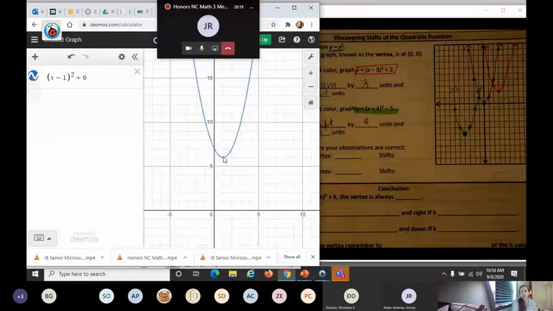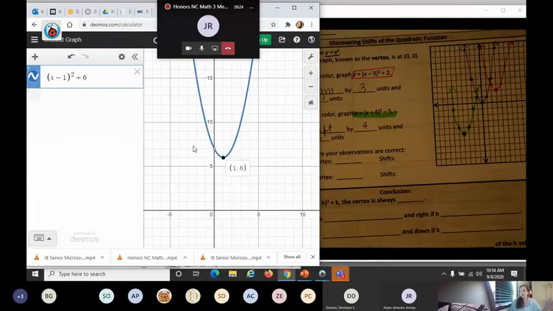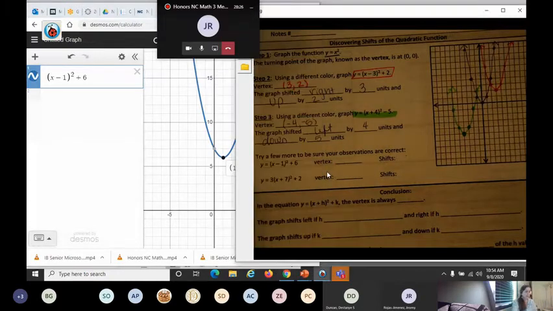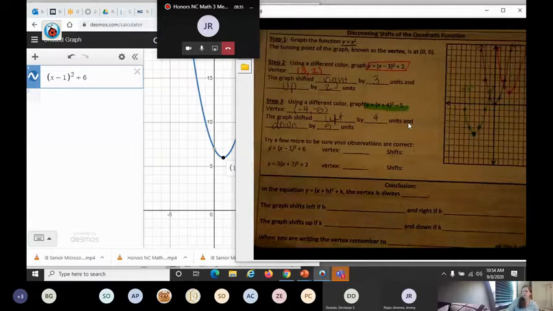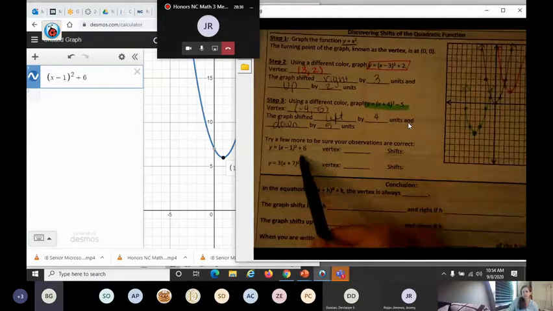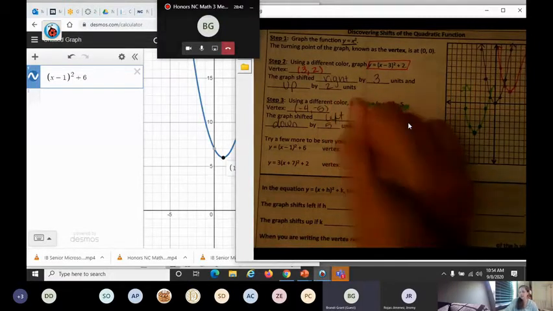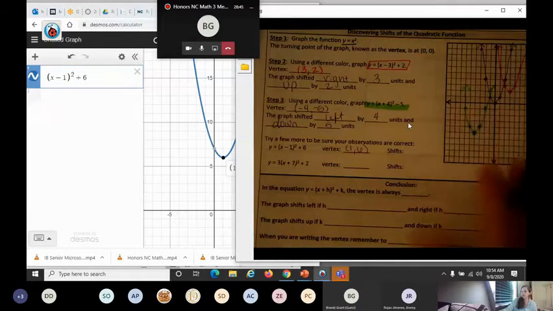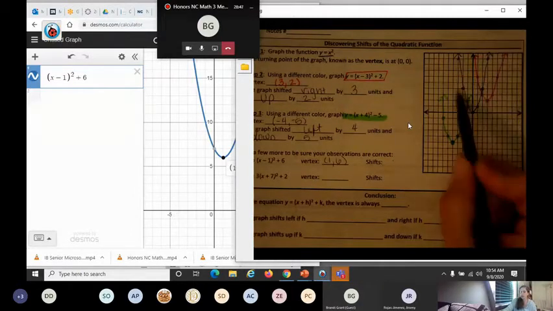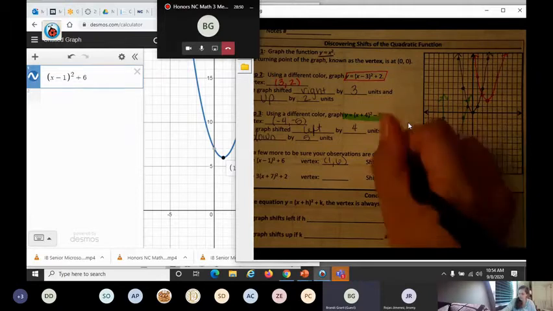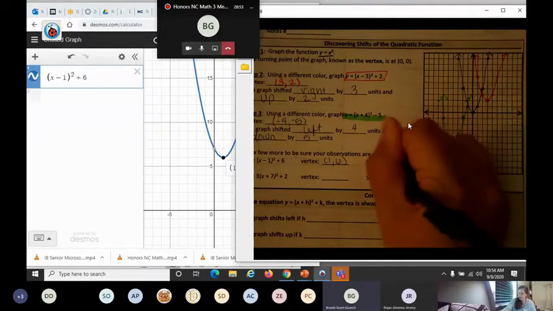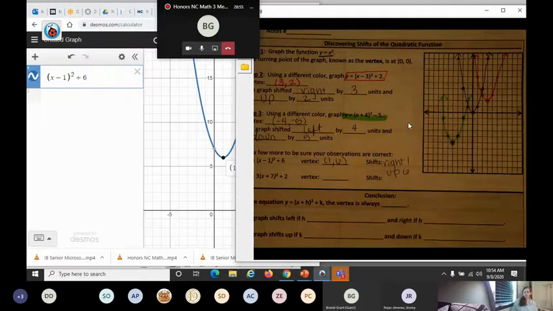For the next one, we can click to find the vertex on Desmos. So for this problem, Brandy, are you there? I'm here. So what should my vertex be for this function right here? 1, 6. Perfect. 1, 6. And it shifts. How did it shift from this original? It shifts right by 1 and up by 6. Right 1, up 6. Perfect. Thank you very much, Brandy.